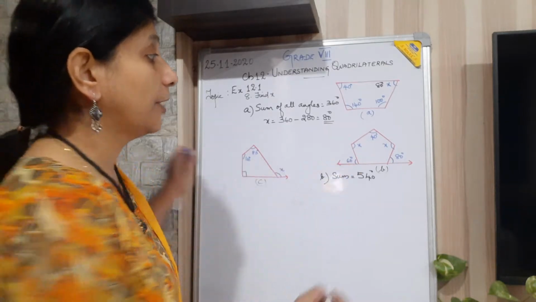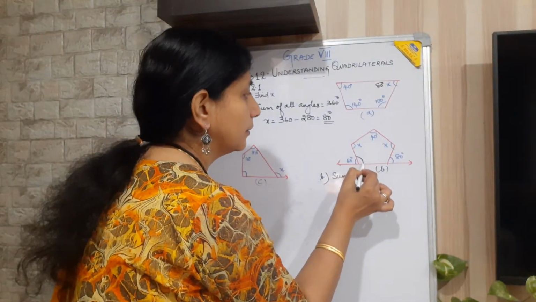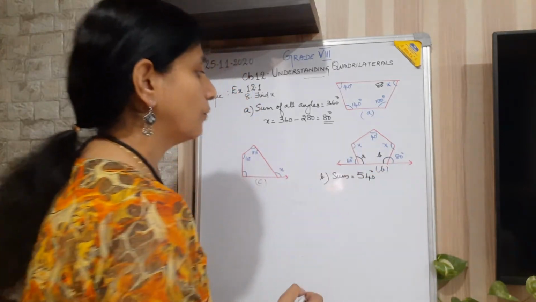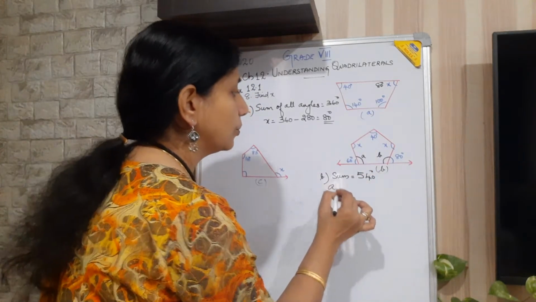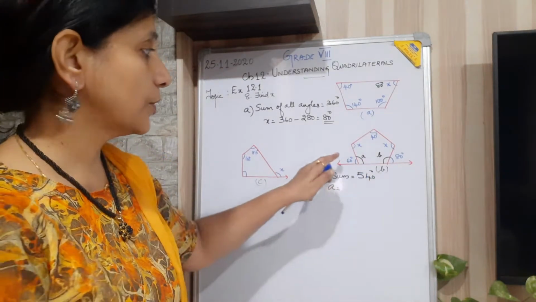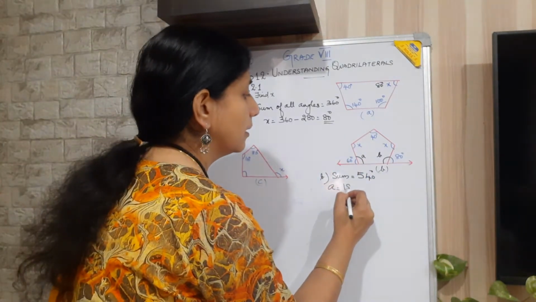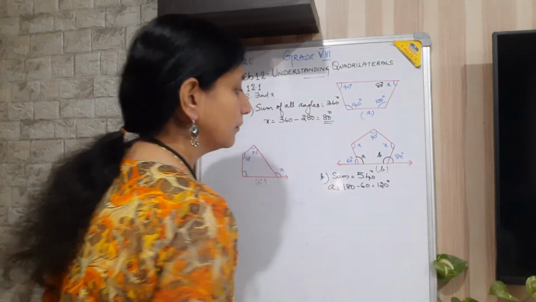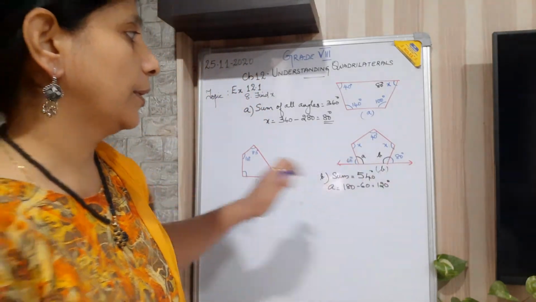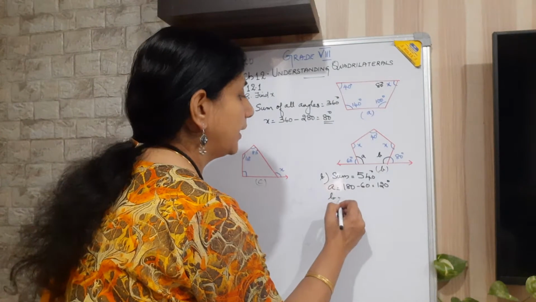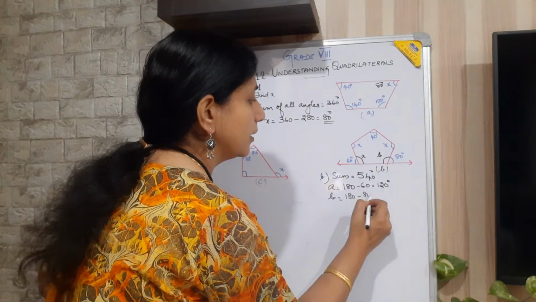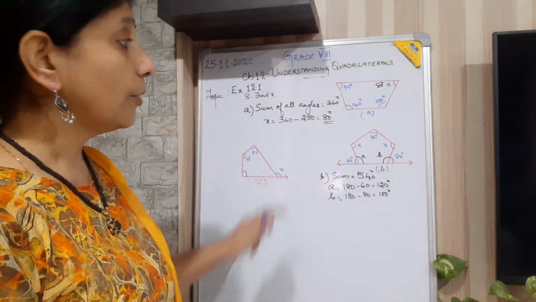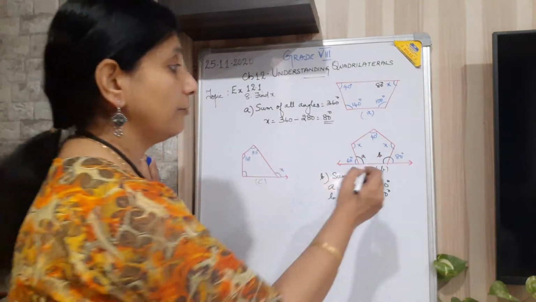Before that you have to find out what is this one. This I am putting it as A and this I am putting it as B. So what is A? A is equal to, this is a straight angle, so straight angle, that is 180 minus 60, that is 120 degree, right? Now next one for B is 180 minus 80, it is 100 degree. Okay, so you got these two. Now you can add up. The sum should be 540.